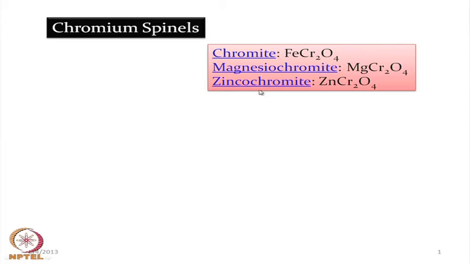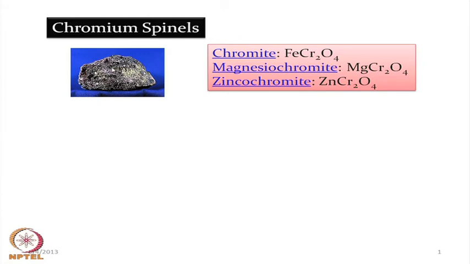Similarly, in the case of zincochromite, the zinc is present along with the chromium-oxygen network. And also we can have copper present in that particular spinel structure, and we have the corresponding compound as copper Cr2O4. Thus, we know that depending upon the nature of the spinels, the network forms either aluminum spinel, iron spinel, or for chromium we get the corresponding chromium spinels.